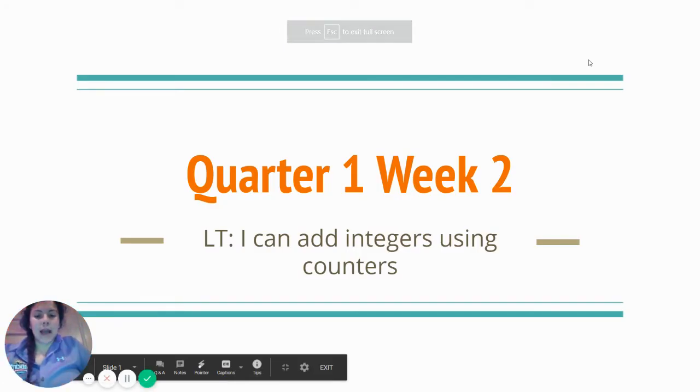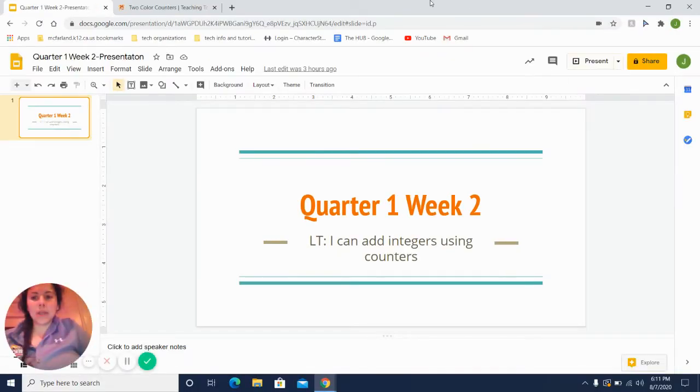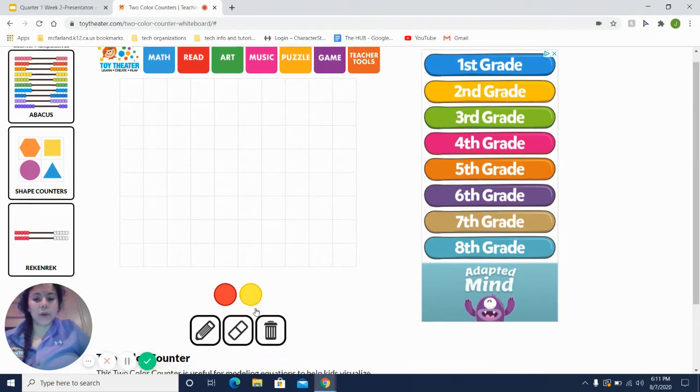This video is on I can add integers using counters. I'm going to be using the same link that you will see in your assignment. You will have this link here to use the counters red and yellow. Red stands for negative, yellow stands for positive.